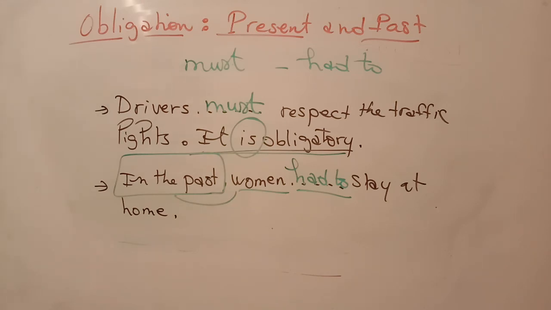Is it clear? Good. So to summarize, obligation in the present is expressed via must, have to, has to plus verb bare infinitive. Obligation in the past is expressed with had to plus verb bare infinitive. I hope you are able now to express obligation either in the present or in the past.